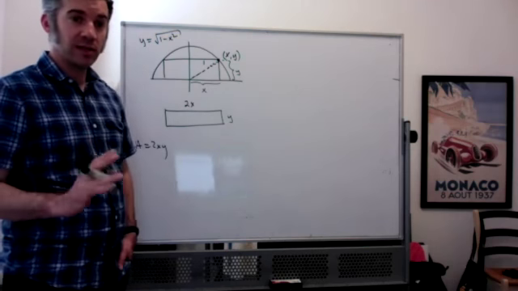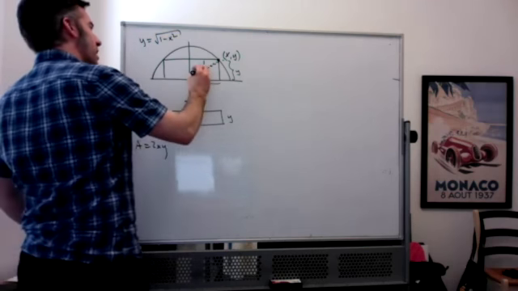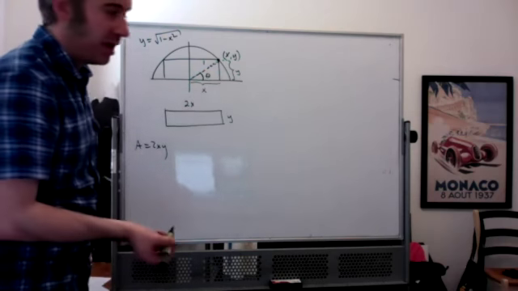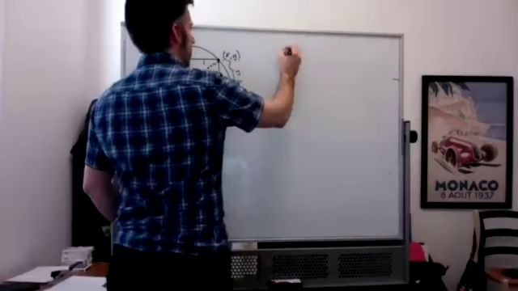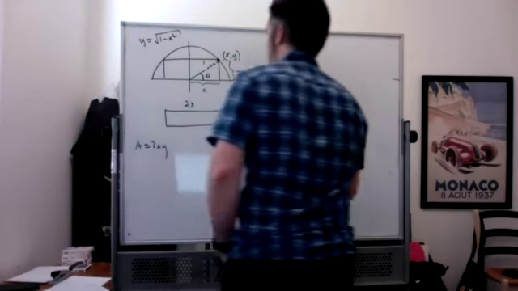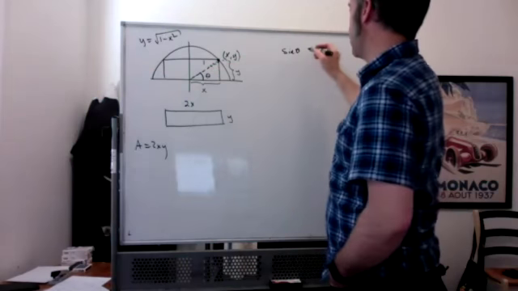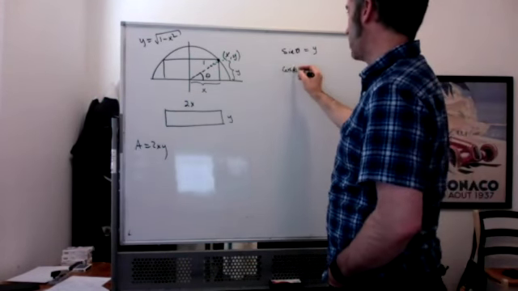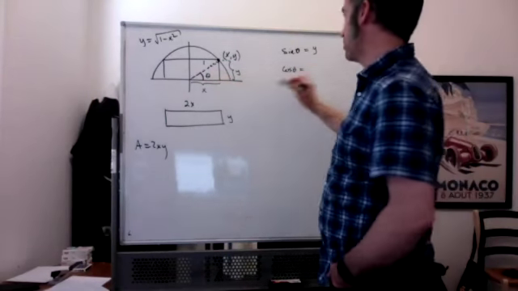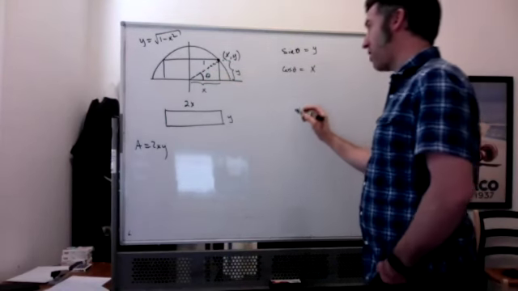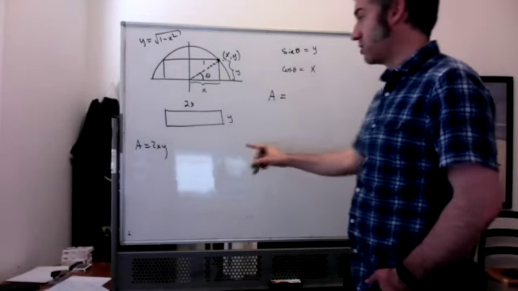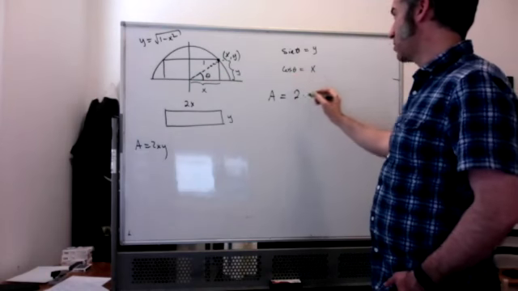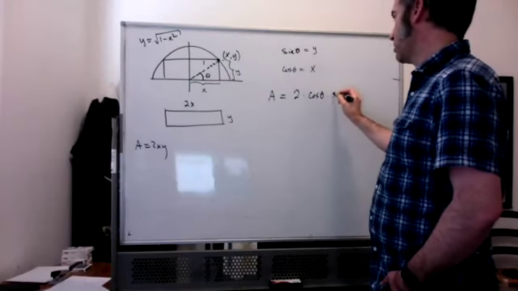Another way to do this is to say, look, this angle here, I'm going to call this angle theta. And I can see that sine of theta equals the opposite over the hypotenuse, which is just y over 1, which is y. And cosine of theta is the adjacent over the hypotenuse, which is just x. And so the area, instead of 2 times x times y, is 2 times cosine theta times sine theta.